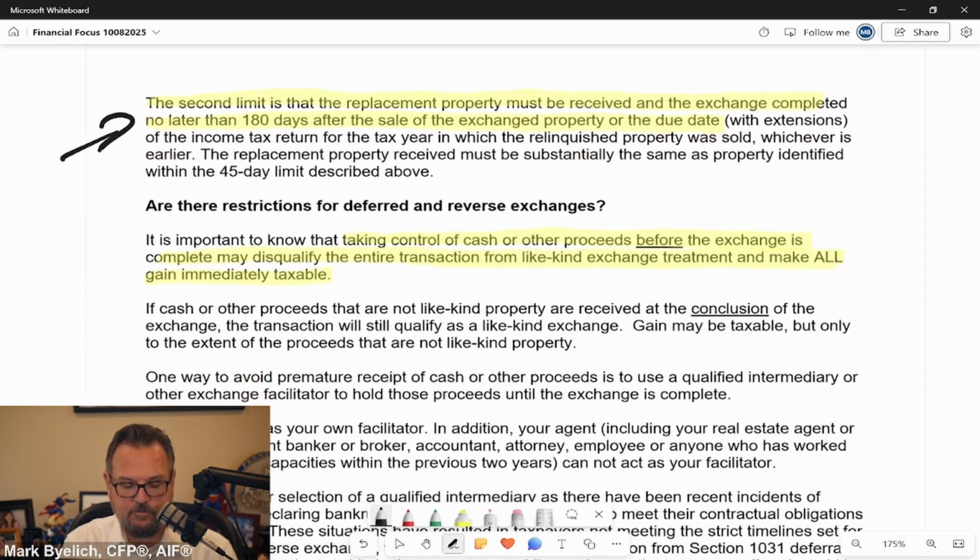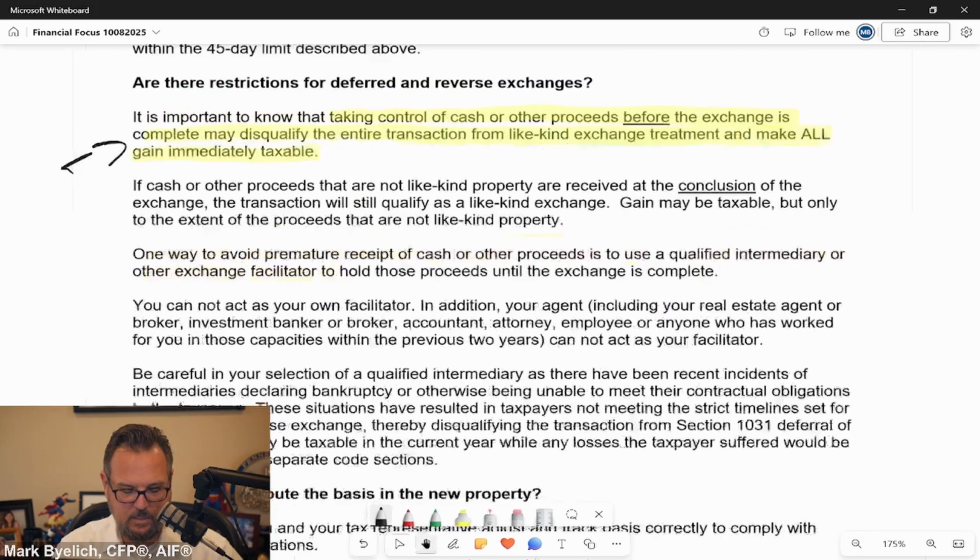Are there restrictions for deferred or reverse exchanges? It's important to know that taking control of cash or other proceeds before the exchange is complete may disqualify the entire transaction from like-kind exchange treatment and make all gain immediately taxable. So it's really important to do this correctly.